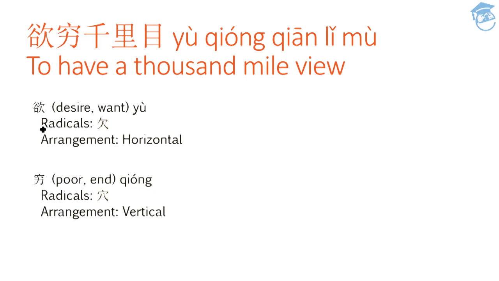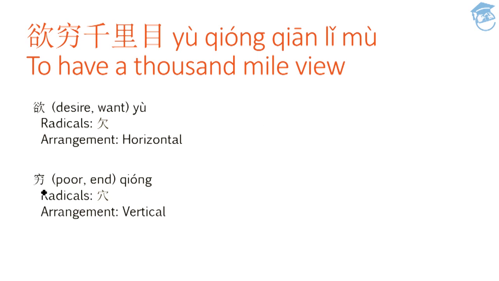So the first word is yu. Yu is desire or want. Okay, so basically it means the same. This is the pinyin yu, and the radical is this one. What's on the right? The arrangement is horizontal because you can see there are left and right components. Let's look at how to write yu. Yi, er, san, si, wu, liu, qi, ba, jiu, shi, shi yi. Okay, 11 strokes for this word, yu.